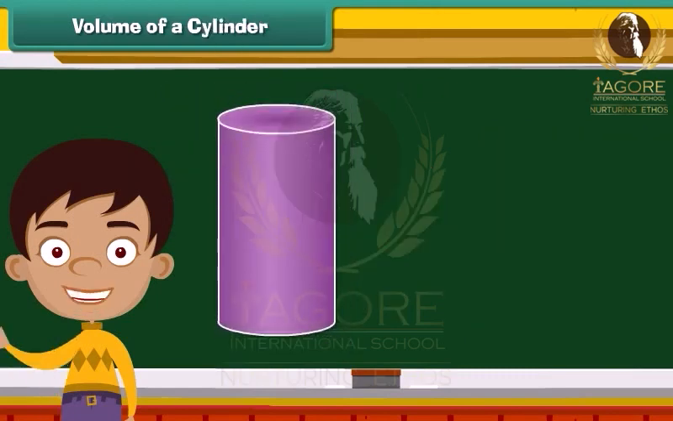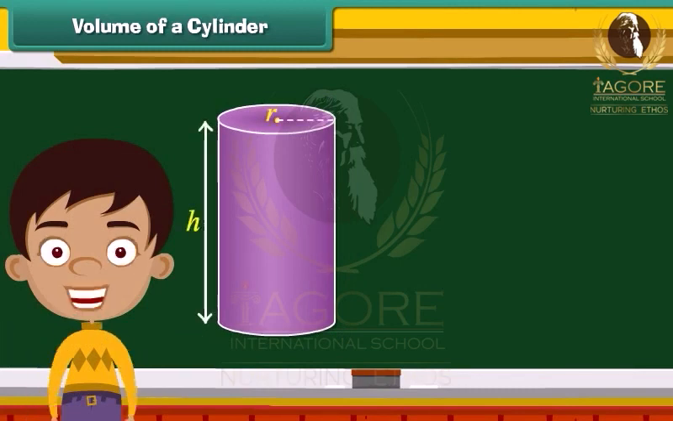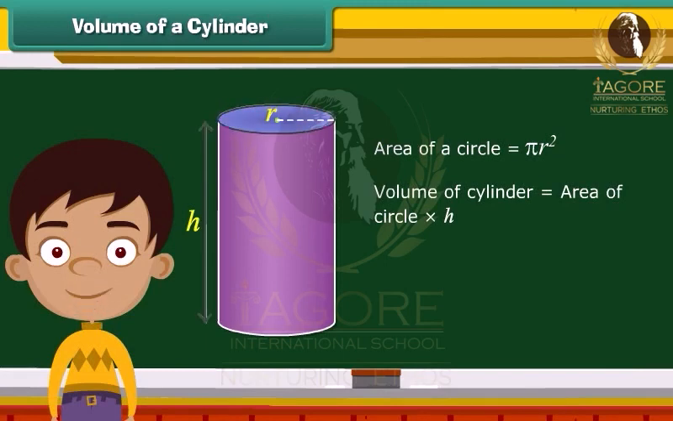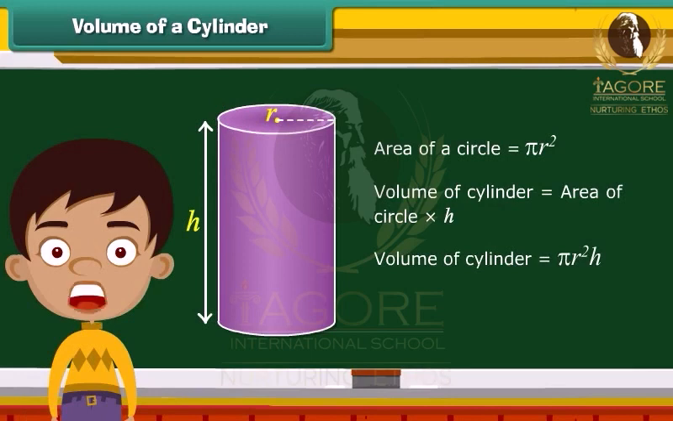A solid that has the shape of an ordinary tin can or a drum is a cylinder. The two bases of a cylinder are circular in shape. We know the area of a circle is equal to pi r squared. For calculating volume, we will multiply the area of a circle with the height. So, the volume of a cylinder is equal to pi r squared times H.